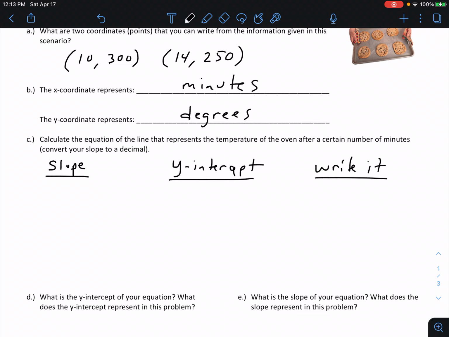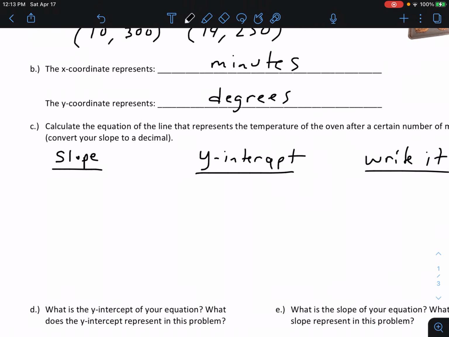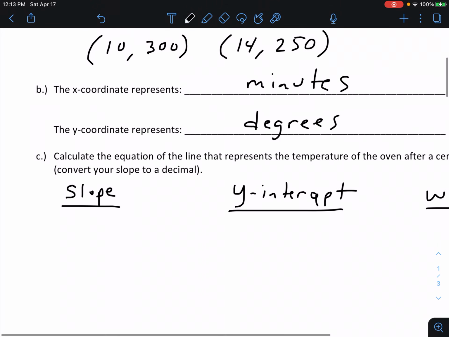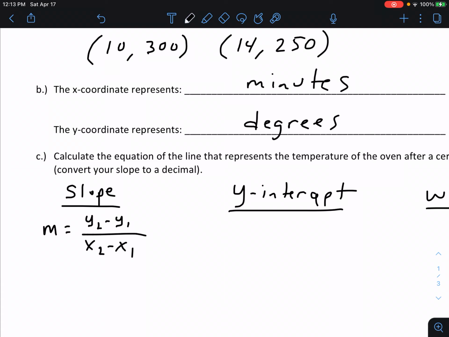All right, so the slope, if you remember the slope, I'm going to zoom in here. The slope is m equals y2 minus y1 over x2 minus x1. Okay, I'm going to highlight the y's in green up here. And y2 minus y1 means the y value from the second point minus the y value from the first point. So I'm going to go ahead and set that up. So I'm going to say m equals 250 minus 300.